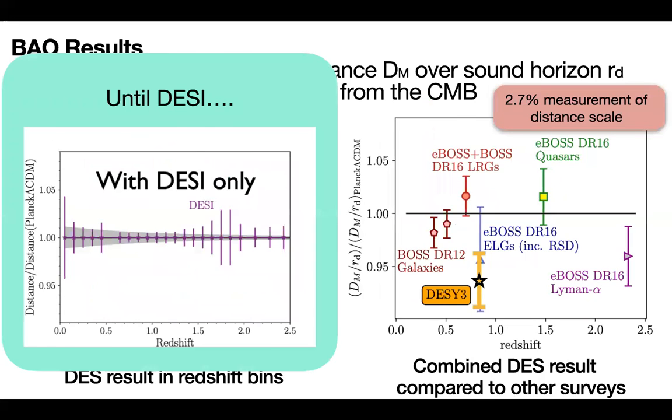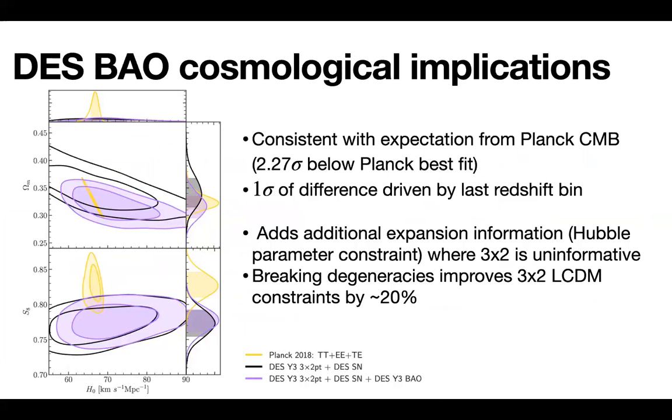Great. And then I guess the final thing that I will say is that we can add that BAO information, plus information from the DES supernova survey that I unfortunately didn't have time to tell you about, to the 3x2 cosmology results, and you can see what that adds. Mostly what this is doing is constraining some of the parameters that are very poorly constrained in the standard 3x2 point analysis.